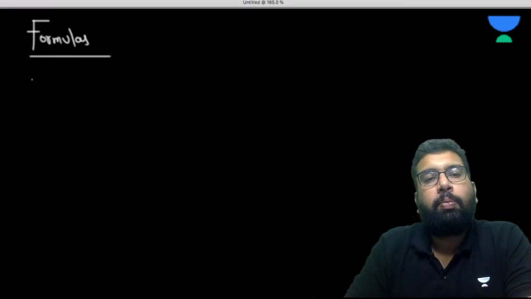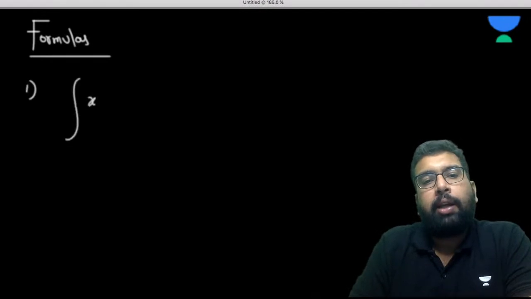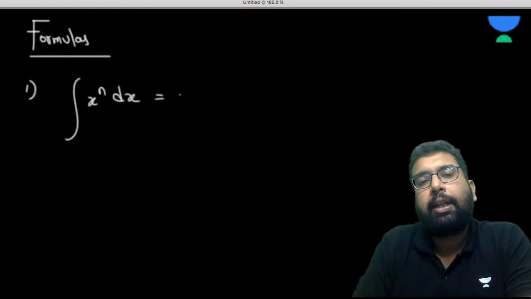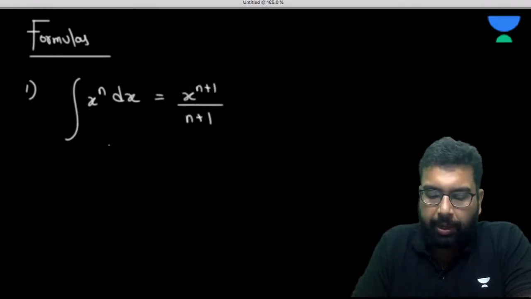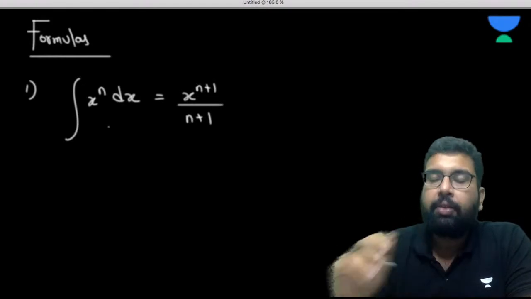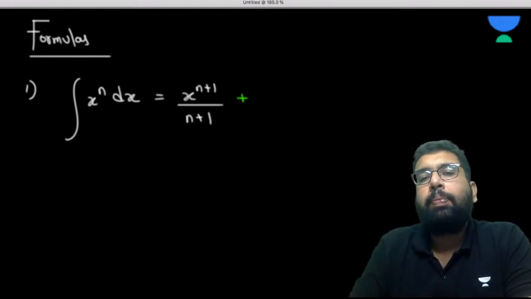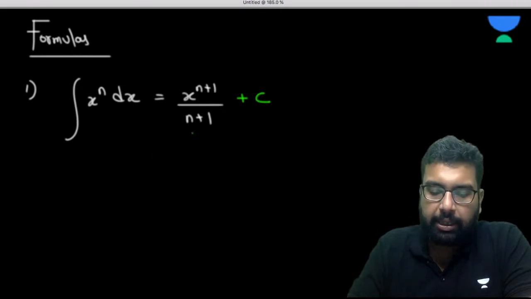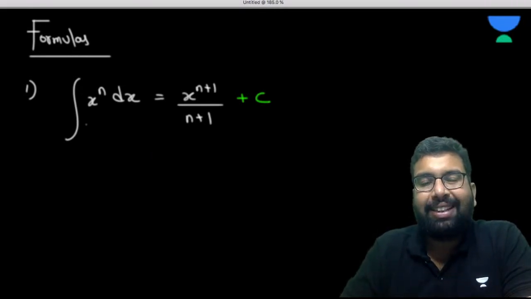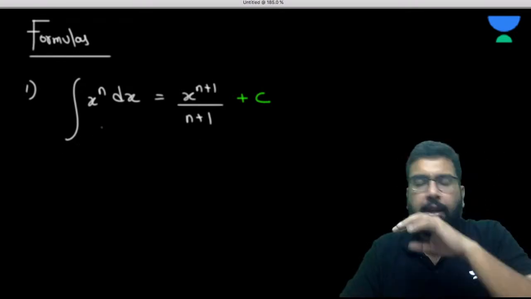So basically, in the same line, we are going to understand some formulas. So see, the first formula in differentiation was this. Now here it is also like this: x to the power n plus 1, upon n plus 1. Understood? Okay, this is the formula. And remember one very important thing: that is plus c. Okay, what is the c, sir? What is the c?